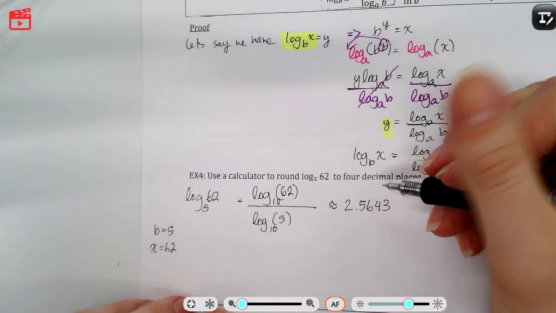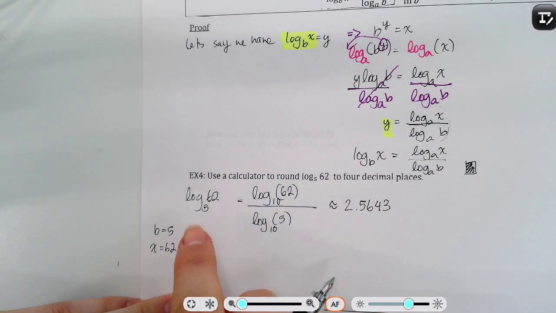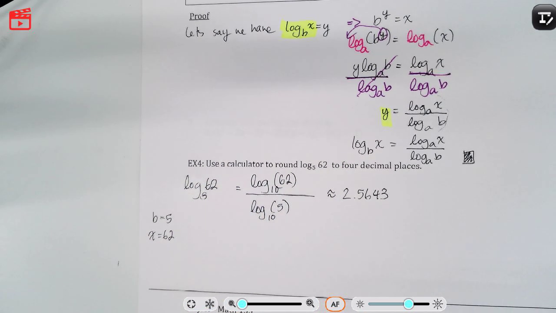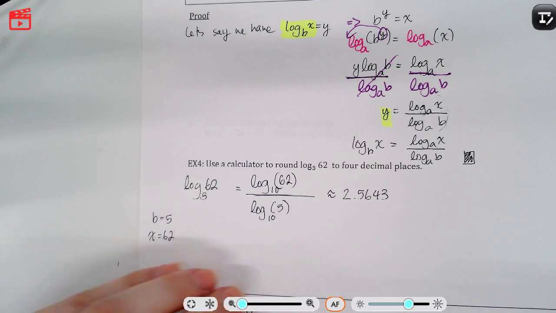All right, and there we go. That is how we can apply the change of base formula to easily use just the base 10 or base e.